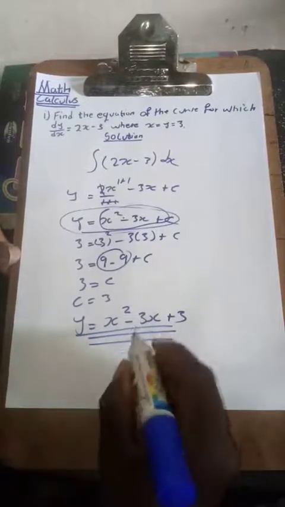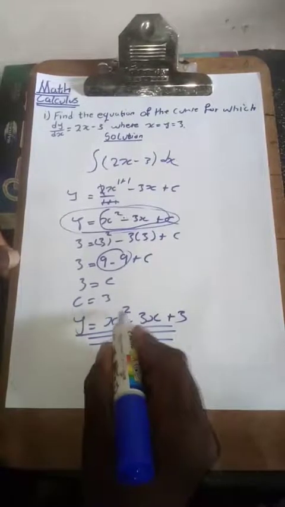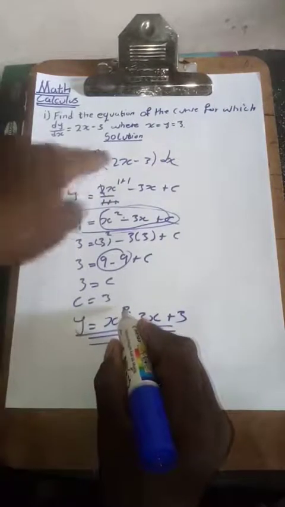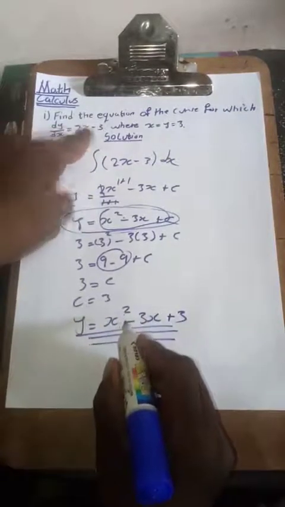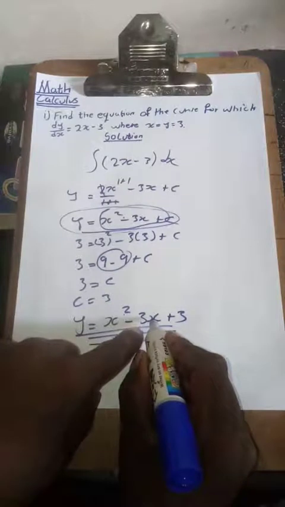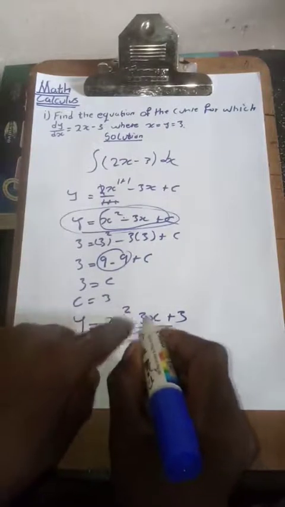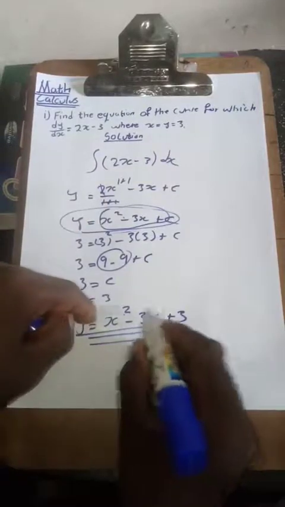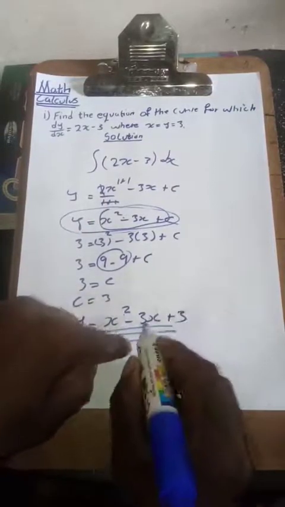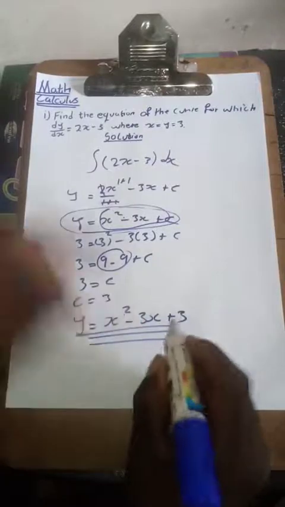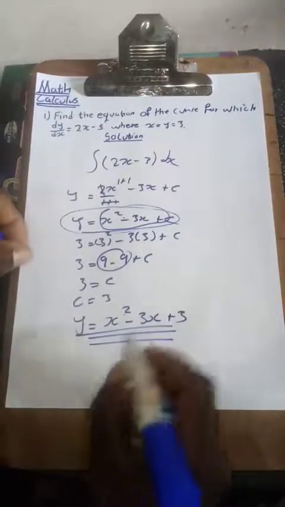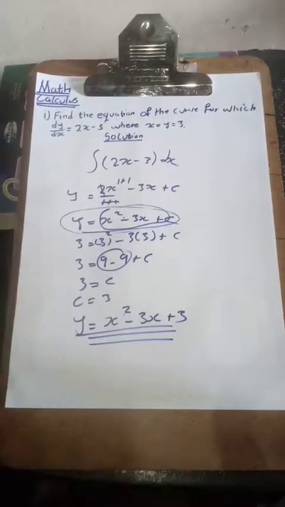And if you want, you can differentiate this. Remember, the power will drop and reduce by 1. You're going to have 2x to the power 1 there, which is that one there. Then we get rid of the x, so the 3 will remain. Then the constant, when you're differentiating, is always equal to 0. So that's how you go about handling that question.